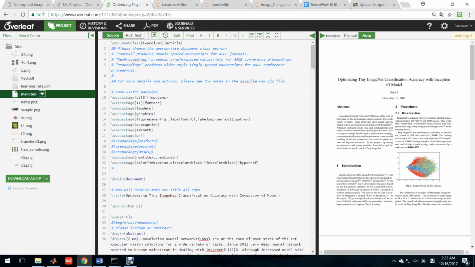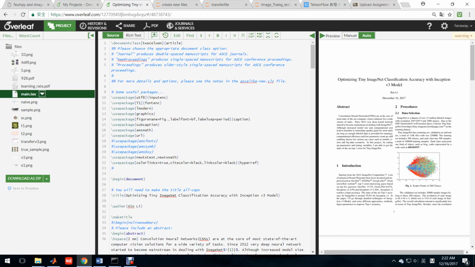This is my final project about optimizing Tiny ImageNet classification accuracy using the Inception V3 model. I chose Inception V3 because after comparing different models for ImageNet starting from 2012, such as GoogleNet, AlexNet, even VGG, I found that Inception V3 outperforms all of them in terms of accuracy and efficiency.